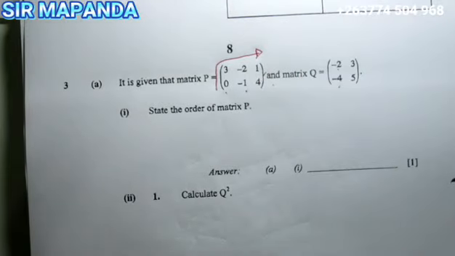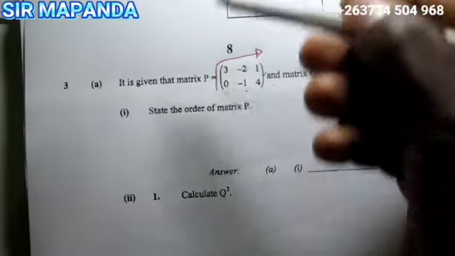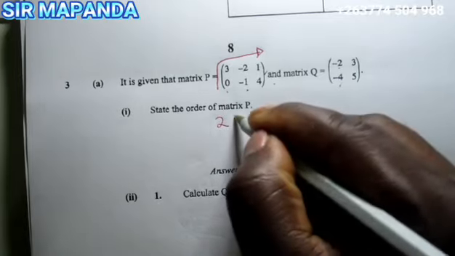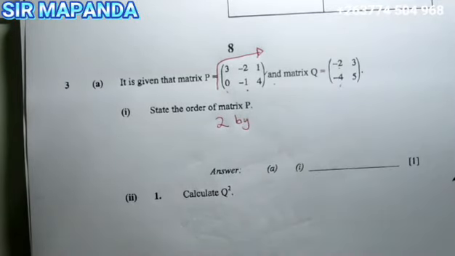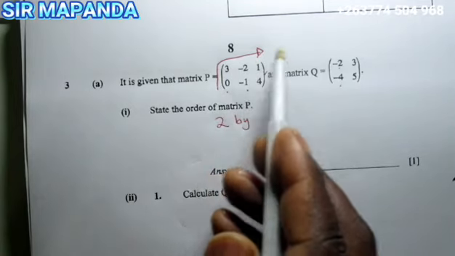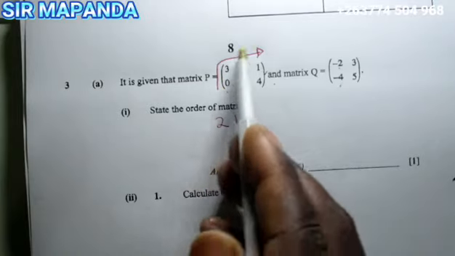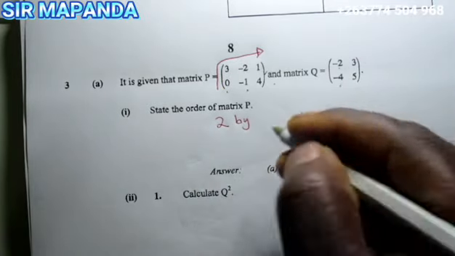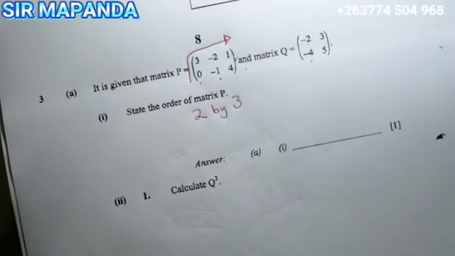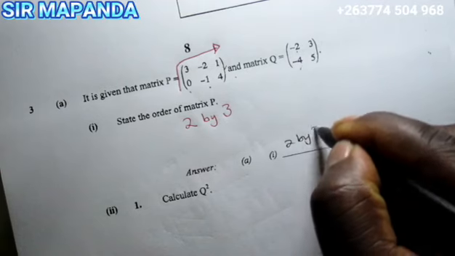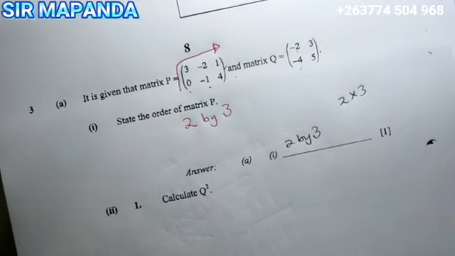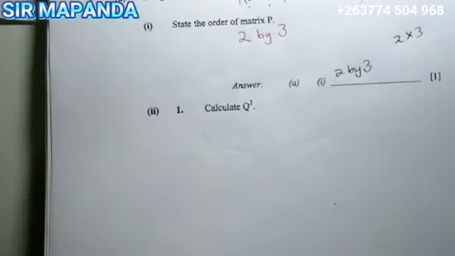What is the meaning of that direction? We have two numbers upwards. So I'm going to write 2, right. Then you write by, or you put a multiplication sign, right. Then you can notice that the arrow is now shifting to the right side. How many numbers shifting to the right side? 1, 2, 3. So your answer is 2 by 3. You can present your answer as 2 by 3, or as 2 times 3. This is the order of matrix P.